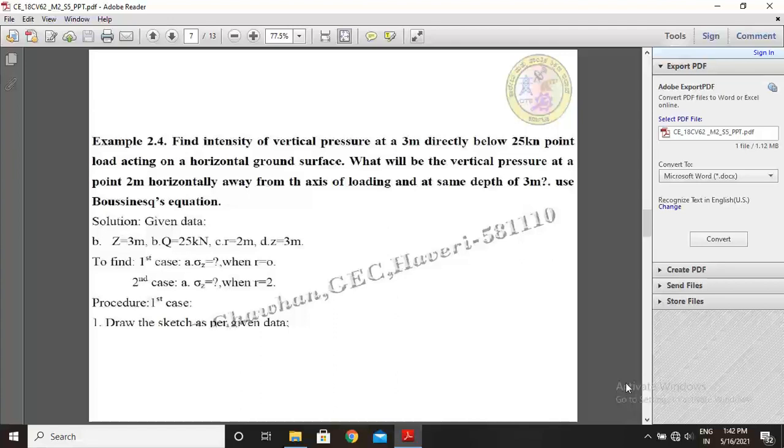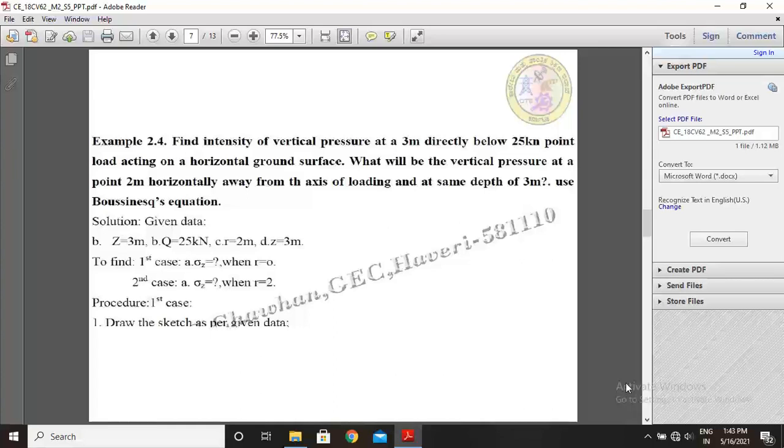Find the intensity of vertical pressure at 3 meters directly below a 25 kilonewton point load acting on a horizontal ground surface. What will be the vertical pressure at a point 2 meters horizontally away from the axis of loading and at the same depth of 3 meters? Use Boussinesq's equation. I think this problem is similar to earlier problems.